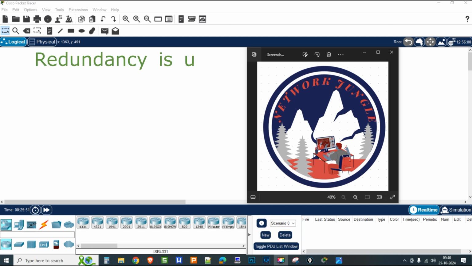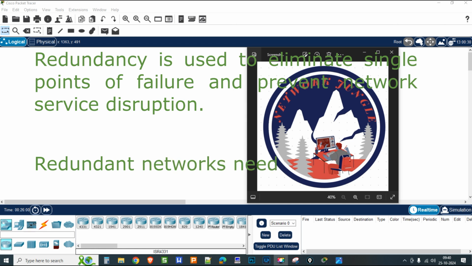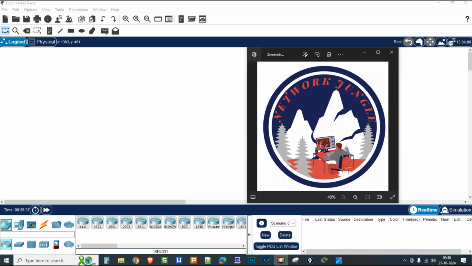Mostly we need redundancy to avoid a single point of failure, and a loop prevents network service in the infrastructure. Redundant networks need physical paths, and logical redundancy is part of the design. Ethernet LANs must maintain a loop-free topology, providing only a single path between any two devices. If more than one path is connected between two devices, loops can occur.